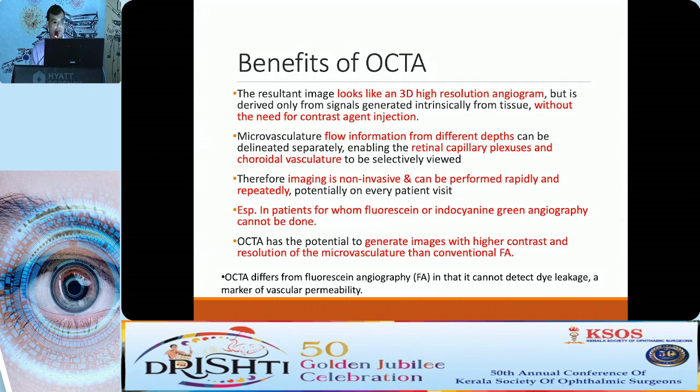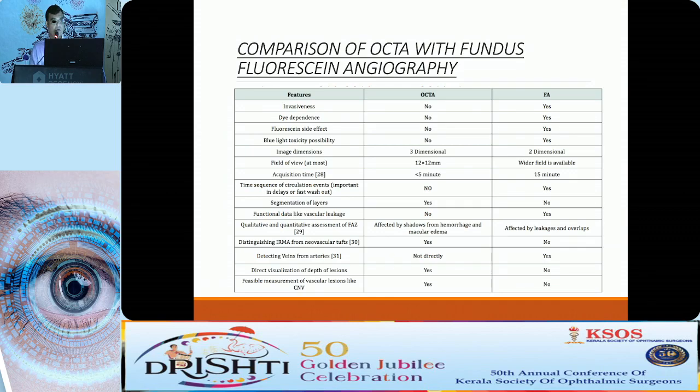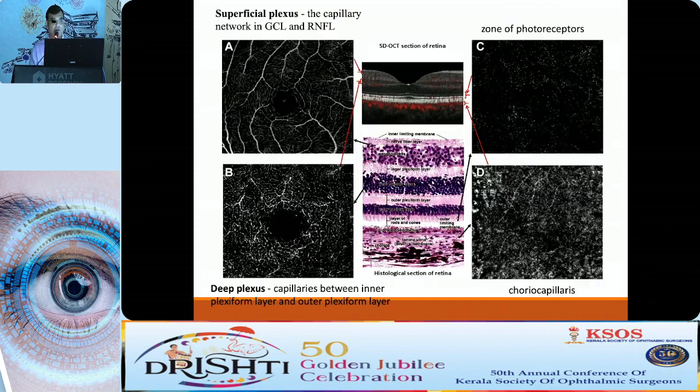And it generates images of high contrast resolution, much better than fluorescein angiography and ICG, because patients who have allergy to these dyes can be imaged. It is a very important imaging technology. So these are imaging differences already discussed. It gives images just like a tissue retina choroid biopsy, like OCT, with a 3D resolution.